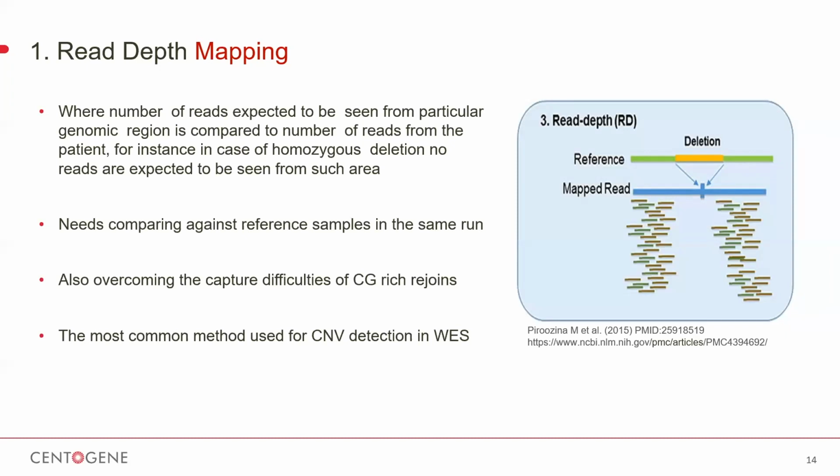Simply, the idea of read depth mapping depends on comparing the expected number of reads from certain segments of DNA to the actual number of reads we have from the patient. So for instance, if we have homozygous deletions, there are no reads available and nothing is detected. If we have duplications, the number of reads will be doubled. Again, this is the commonest method used in whole exome analysis, but of course it has limitations.